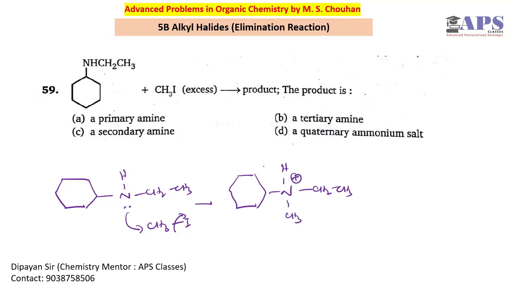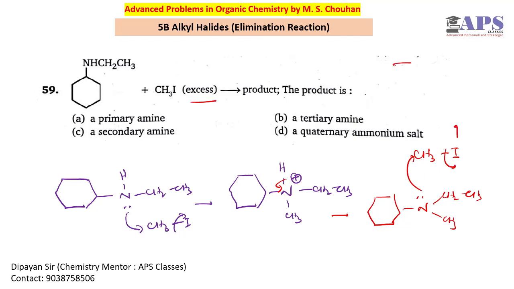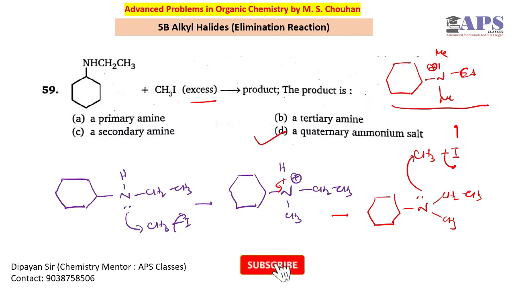Now to have a positive charge on nitrogen is not a good thing. So this hydrogen will be eliminated and we will get this kind of situation. Now this lone pair can be involved in another reaction because we have excess CH3I. So finally we will end up with this kind of situation: methyl, ethyl, methyl with positive charge, nothing but a quaternary ammonium salt. So option D will be the correct option.